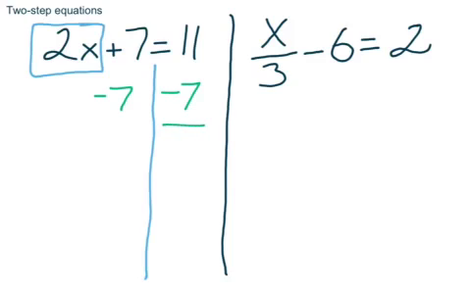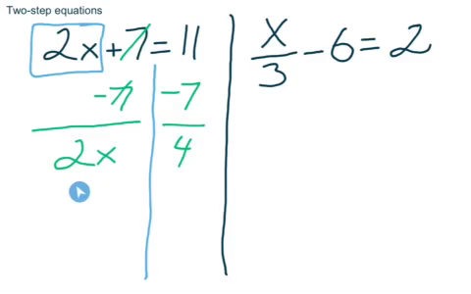And then I'm going to see what I'm left with. 11 minus 7 is 4. These will cancel each other out and become 0. I don't need to write that 0, and I'm left with what's in the box, which is 2x.